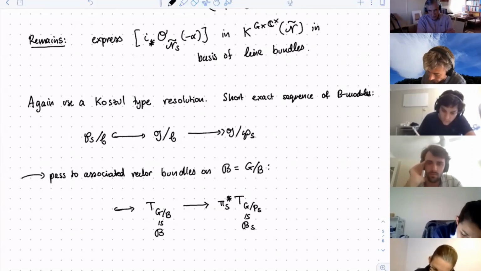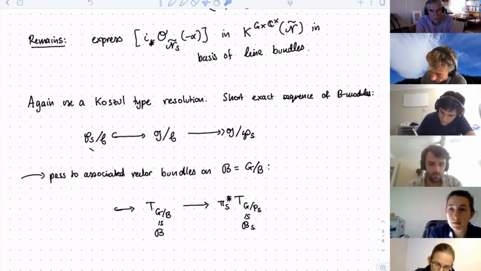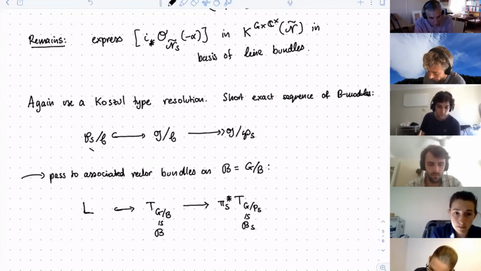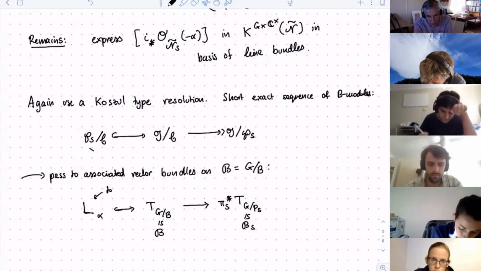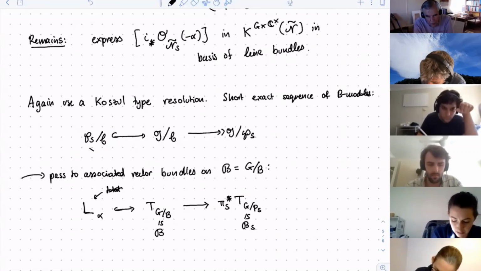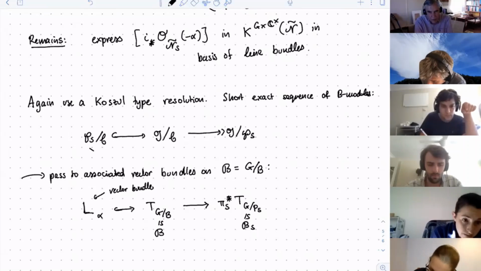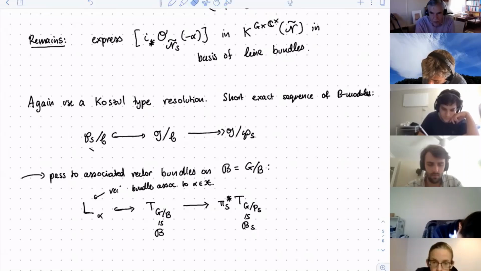And this b acts on this guy just with a single character, and our conventions are that this, to be honest, I got horribly confused yesterday about whether this should be plus or minus alpha, but I think it should be alpha. So this is the line.